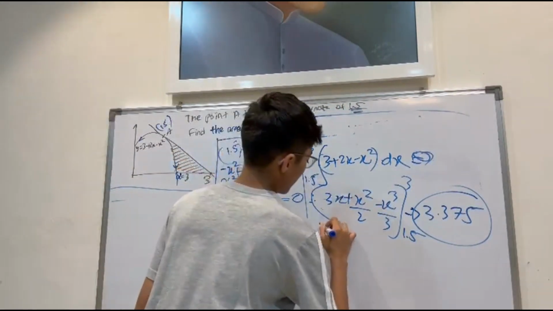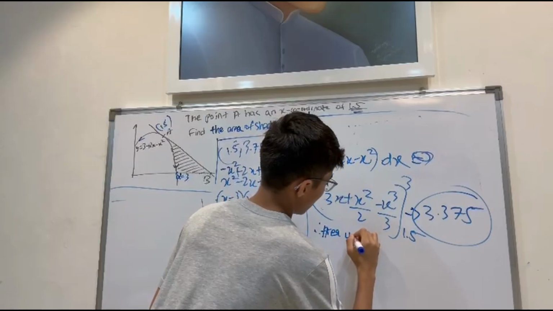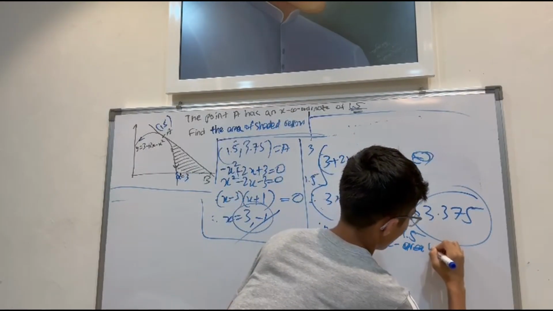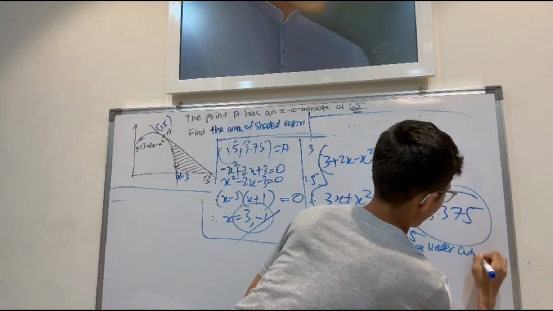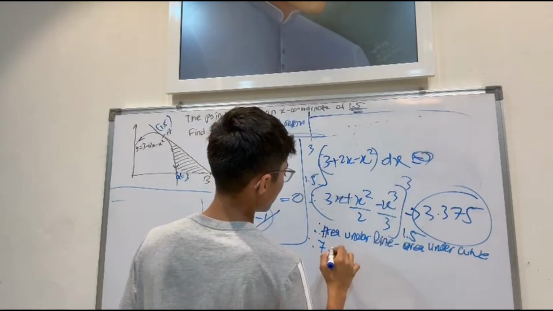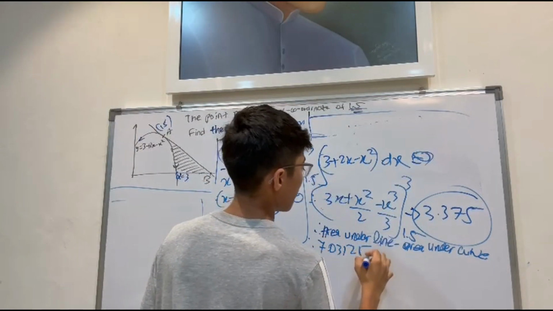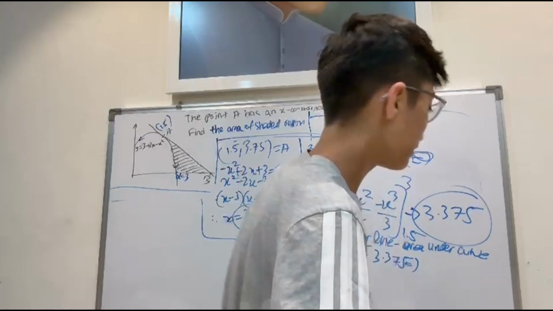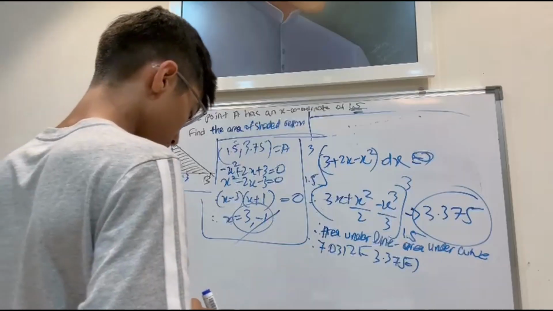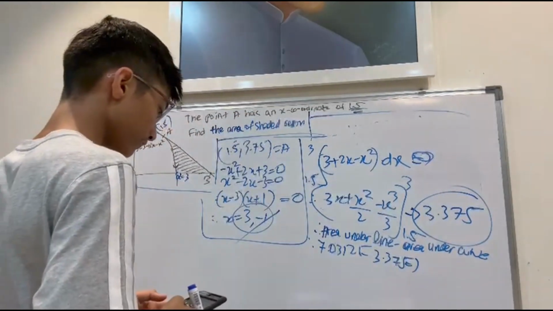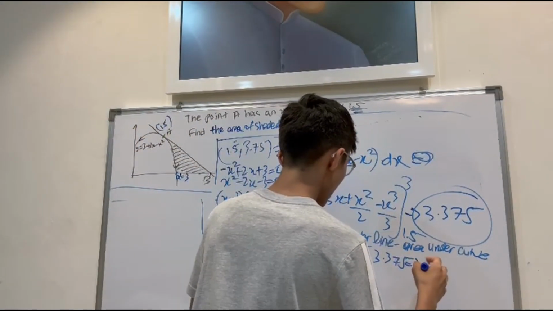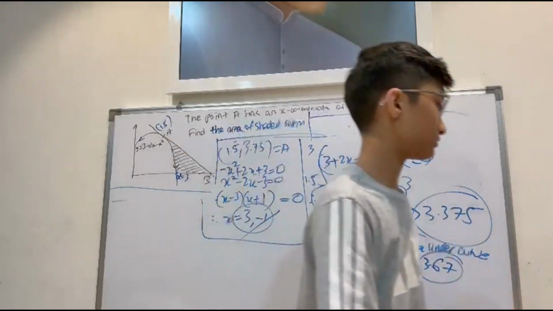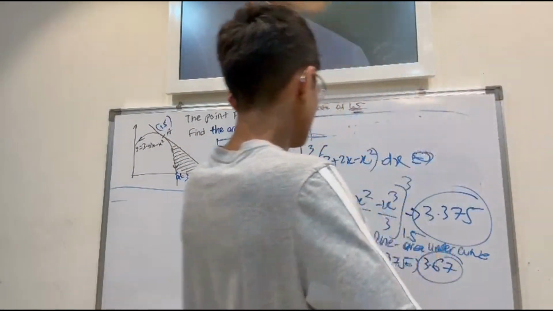So we do area under line minus area under curve, which is nothing but 7.03125 minus 3.375. We get the final answer as 3.67. Yes, this is the final answer.